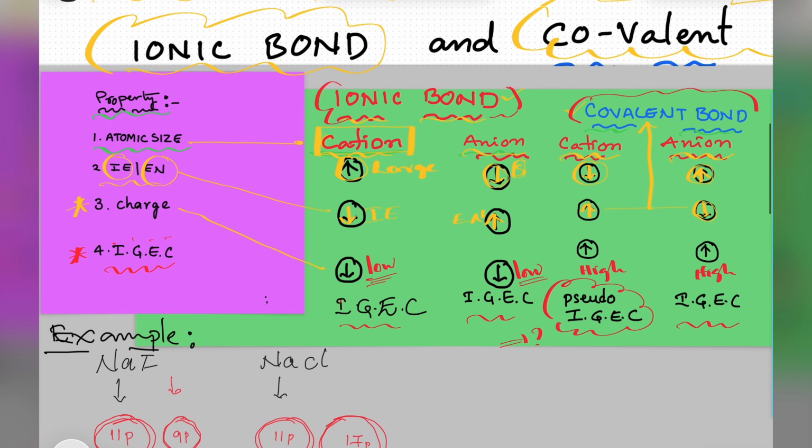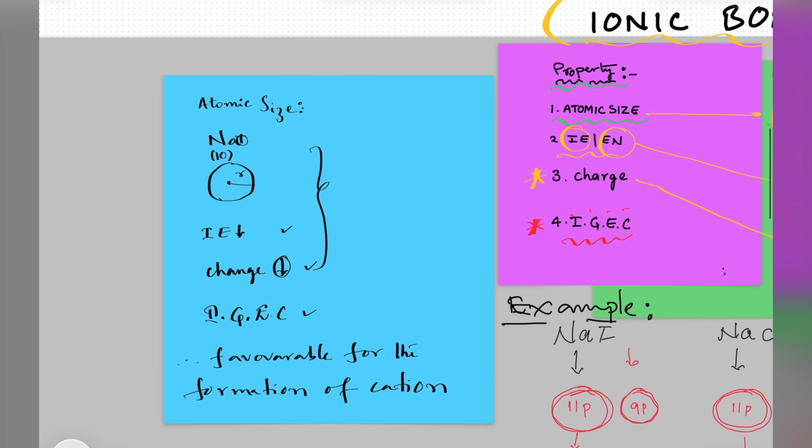Okay, I will explain one more important concept here. You see, why is atomic size favorable for that? Why is atomic size favorable for that? Any reason? Yes, I will explain clearly.